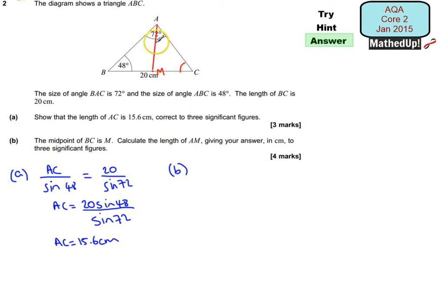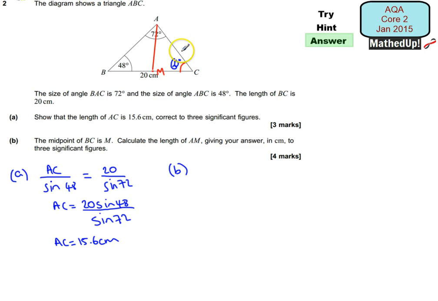So we've dropped the line AM here. So that's the line that we're trying to find, AM. I need to know this angle here. Well, I can do that because these two angles, 48 and 72, sum to 120 degrees. And because the angles sum to 180 degrees in a triangle, that there must be 60 degrees. Okay, so this angle here is 60 degrees.